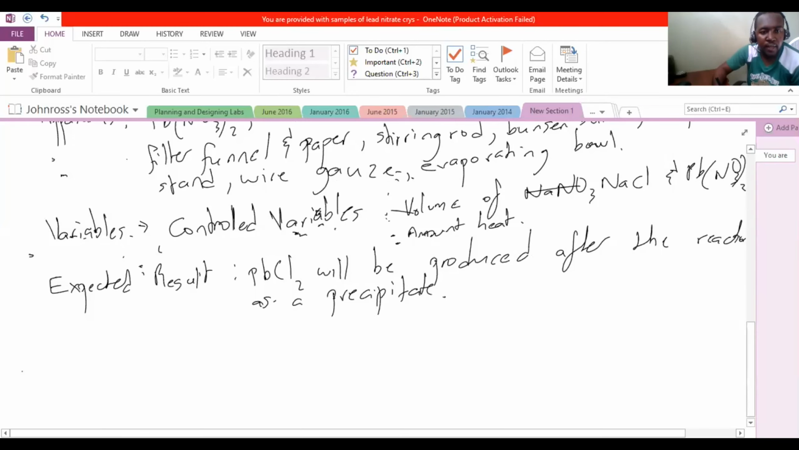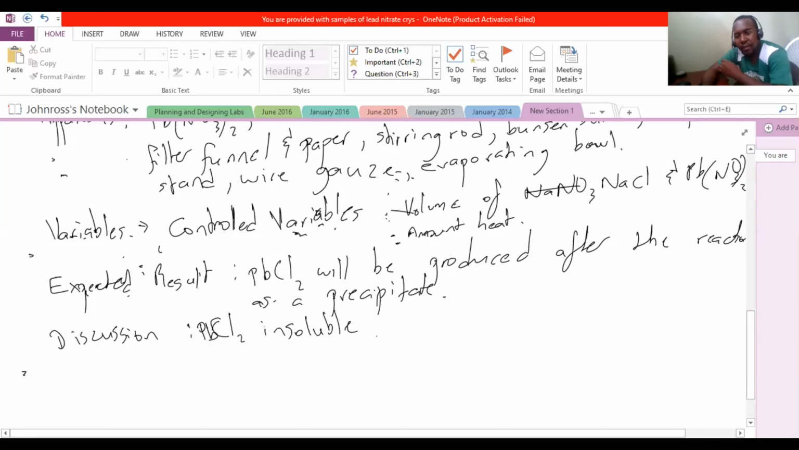All right, let's add the discussion part. For the discussion, what would you expect to discuss? Why would you have the precipitate? Because it's insoluble. Exactly. So PbCl2 is insoluble, so it produces the precipitate. And also for the discussion, you state why you washed it, which would be to remove impurities. Exactly.